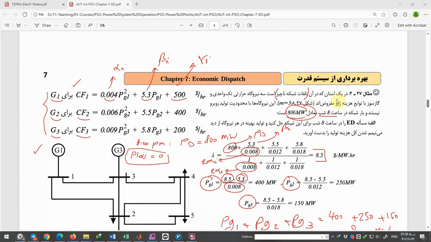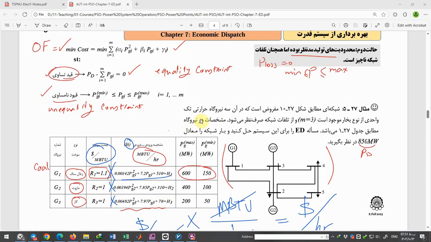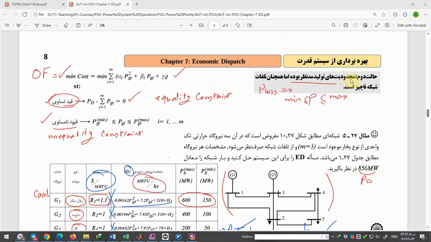So after that, we try some exercises which were described before in the last sessions, and the next scenario is where limitation is considered, but the loss is ignored.